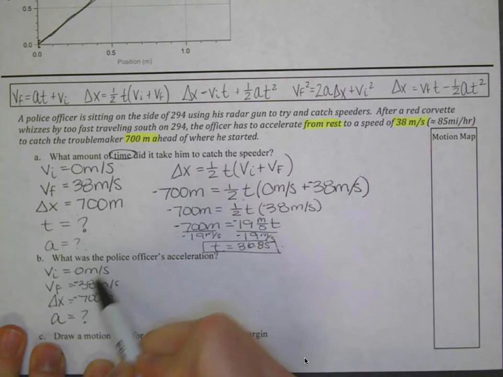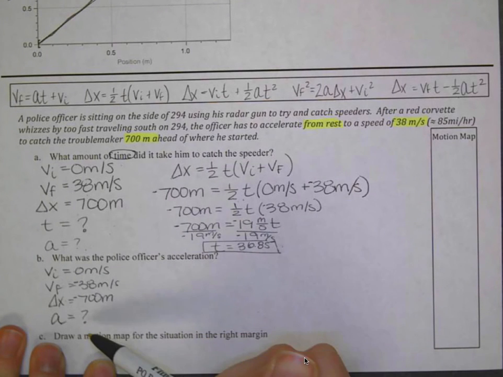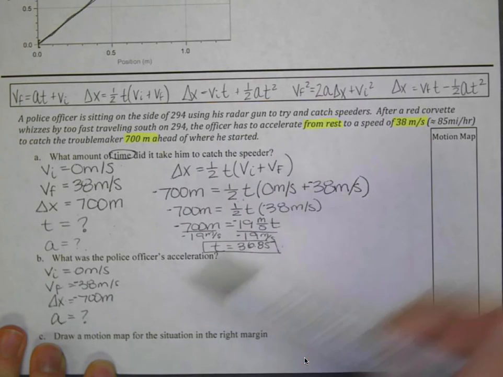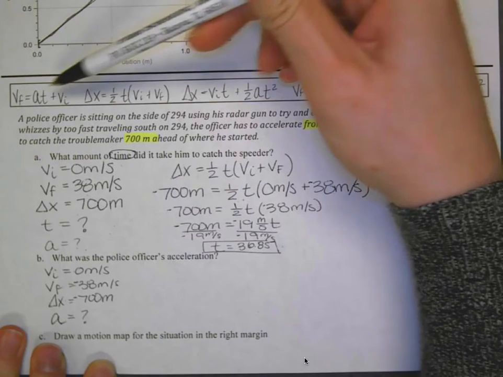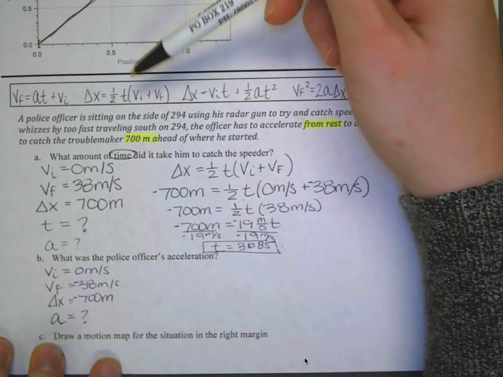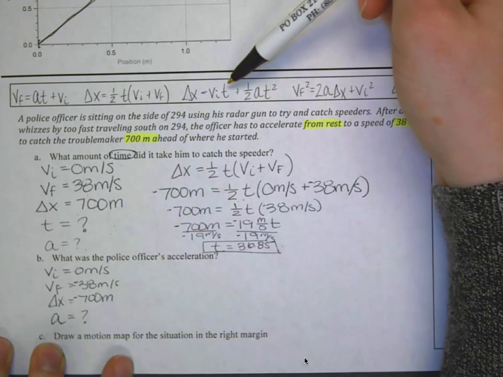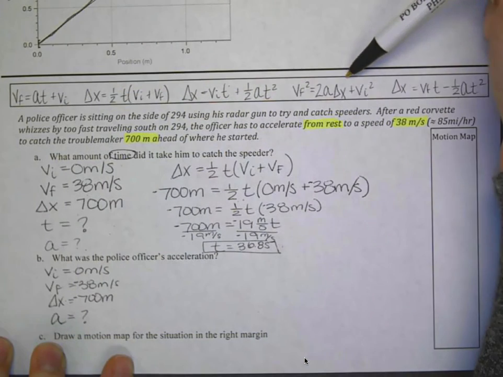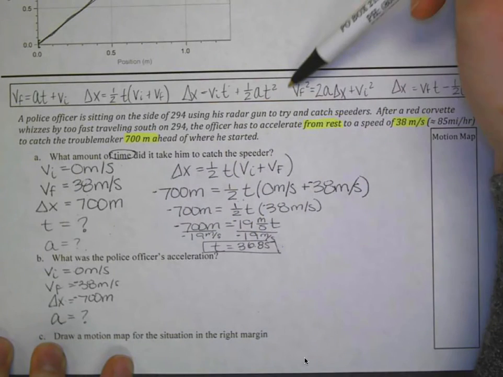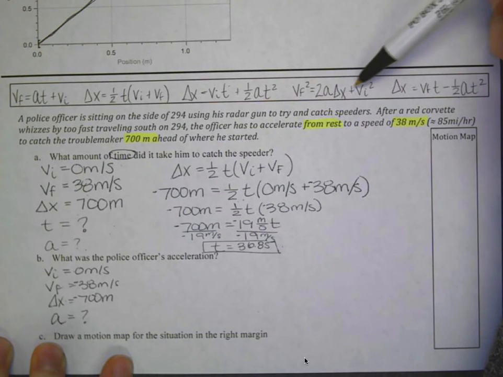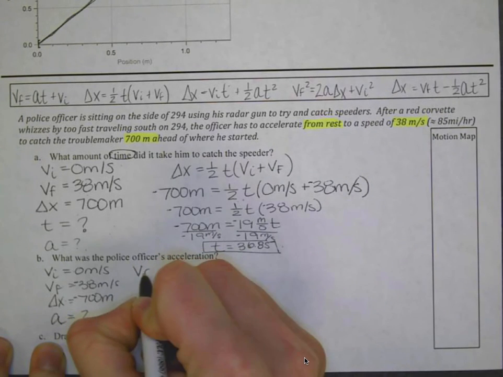For this, I notice that I have VF, VI, displacement, and acceleration. The equation that I have to use to find our acceleration: this one has time, so we aren't going to use that. This one has time, we aren't going to use that. This one has time, we aren't going to use that. So this one right around here, VF squared equals 2a delta x plus VI squared, is one we could use. So write that out.